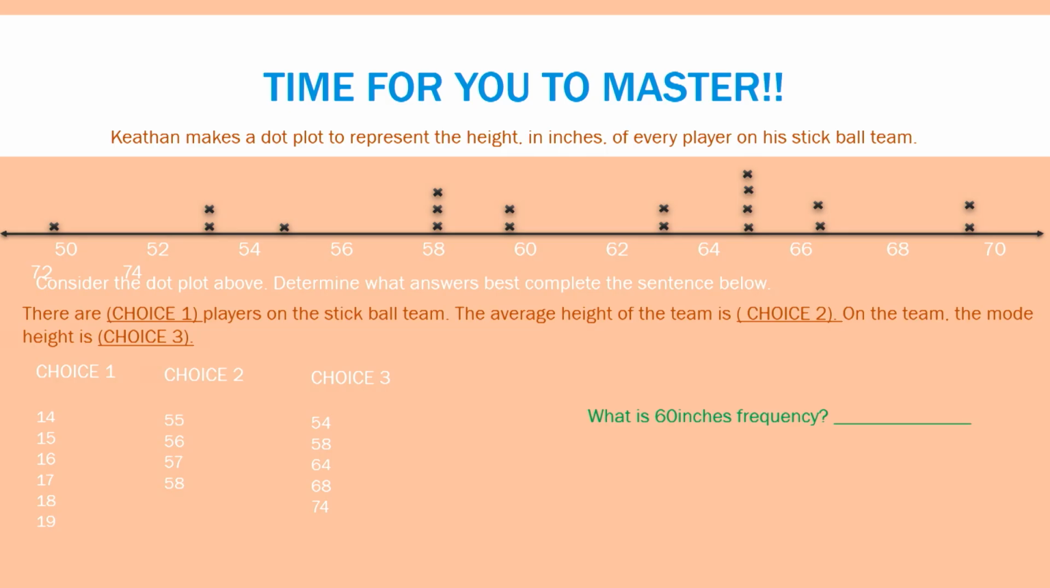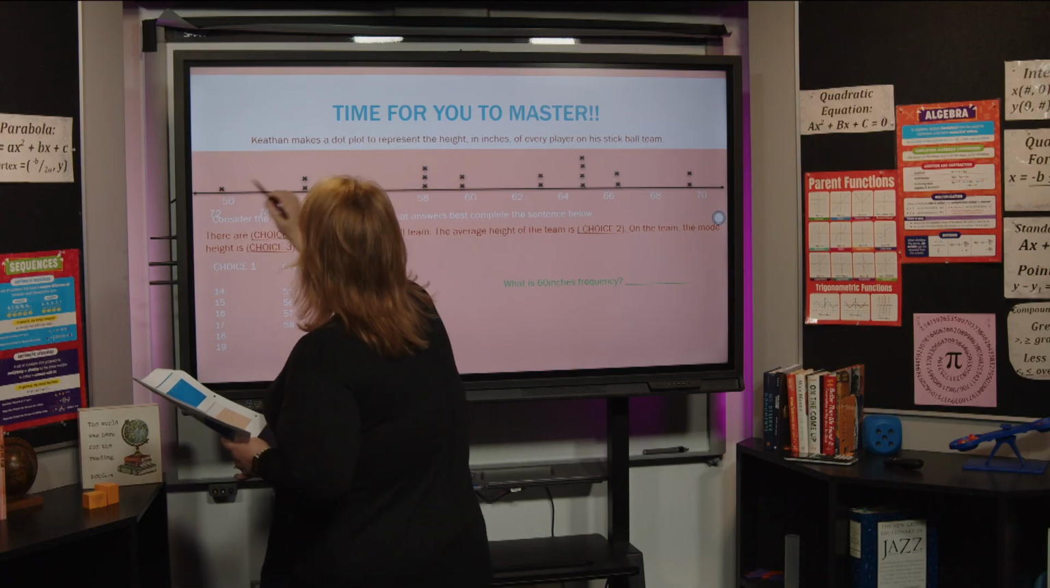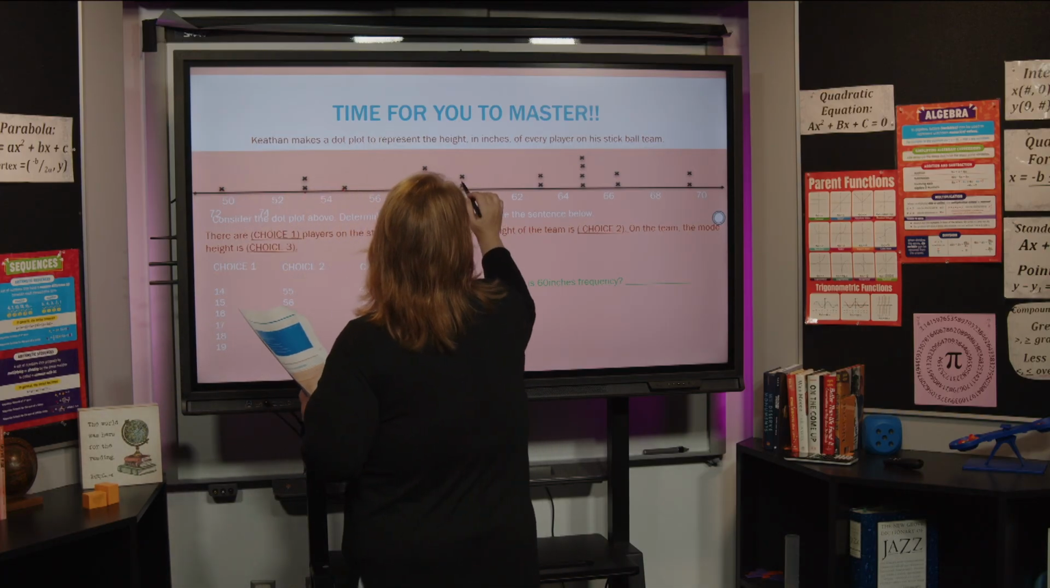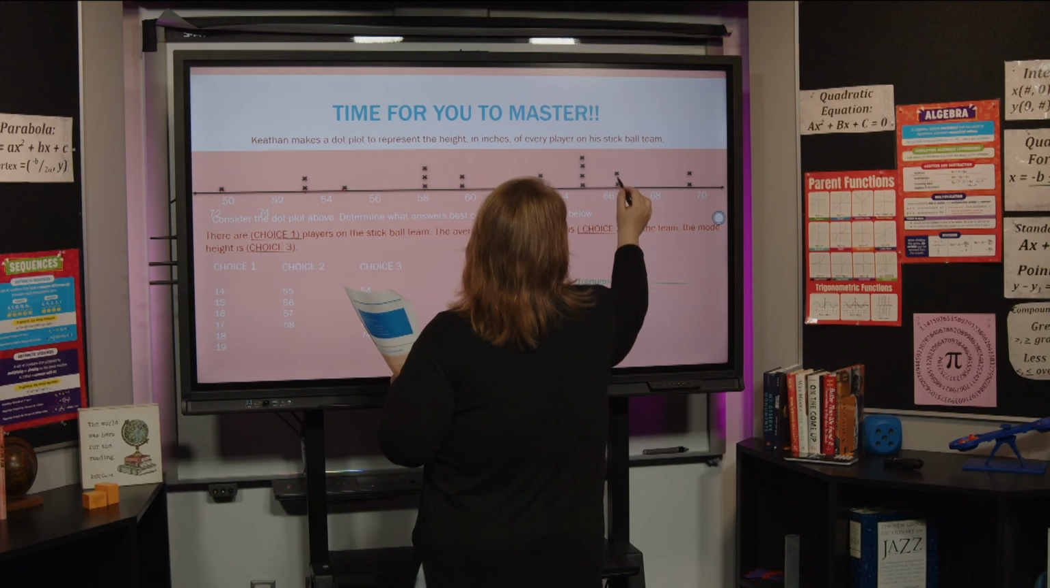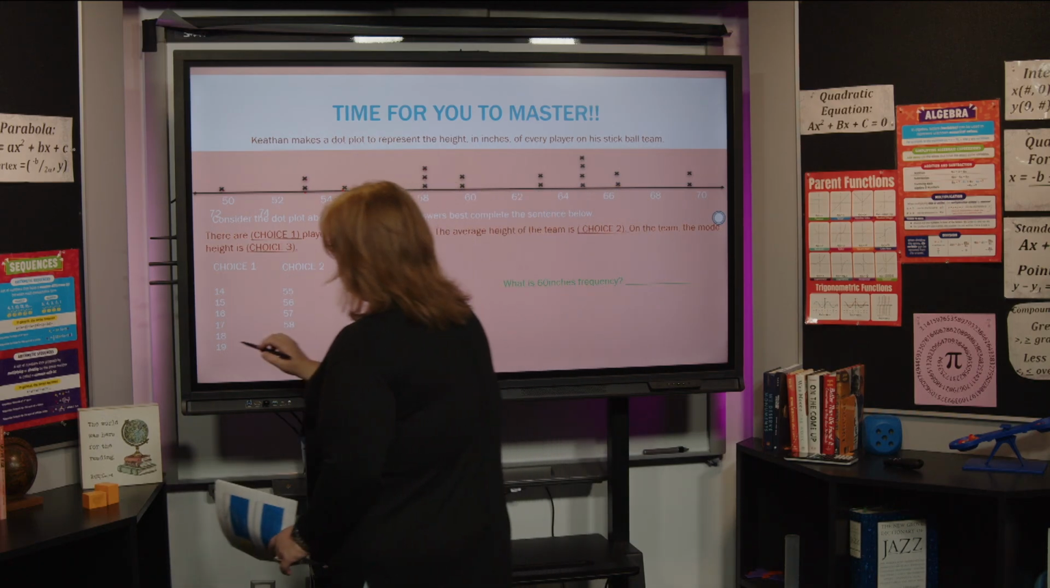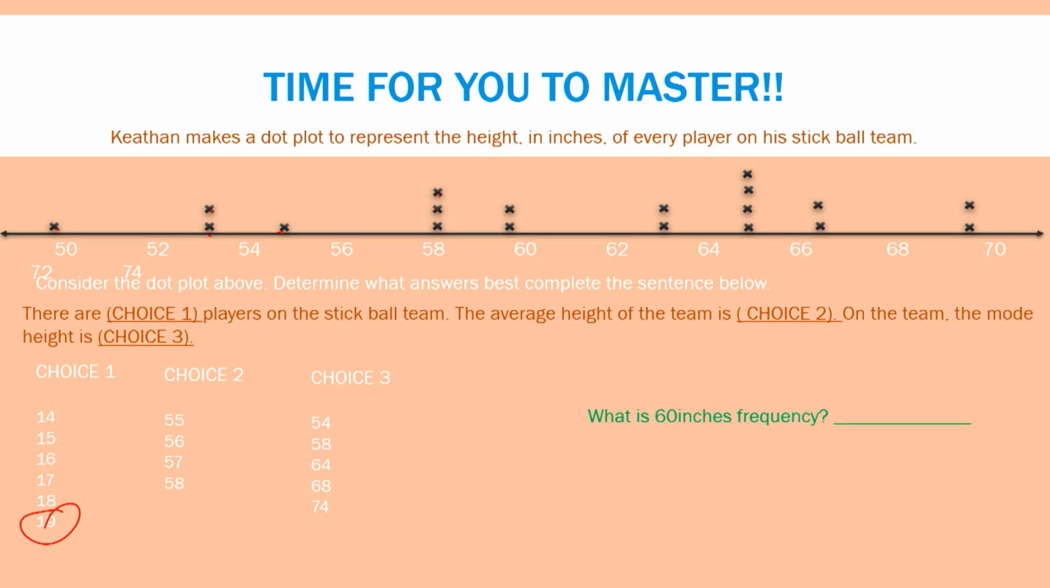All right? So I'm going to go ahead and read and see if we can figure out which answers would be the best. There are blank players on the stickball team. Well, all I've got to do is count my X's. 1, 2, 3, 4, 5, all the way to 19. So there's 19 players. The average height of the team is blank.